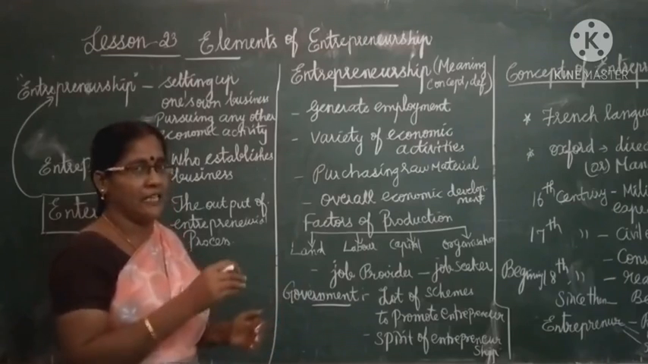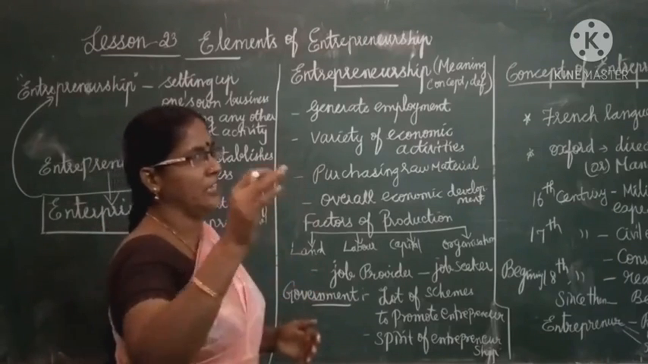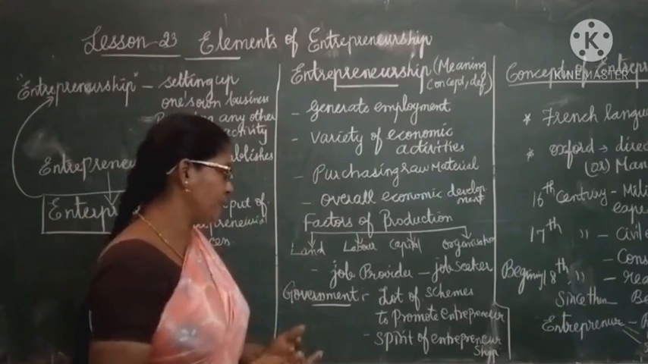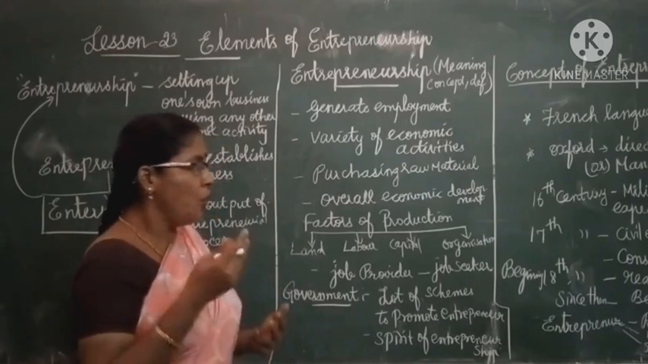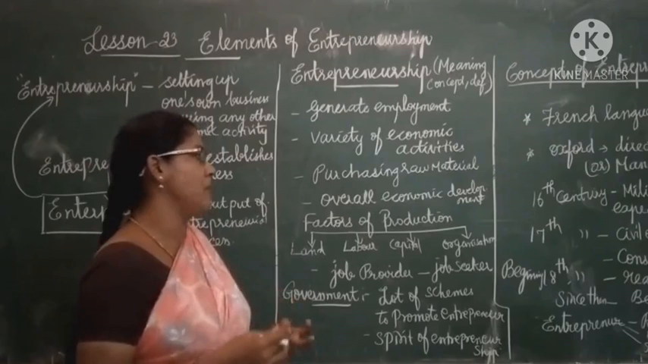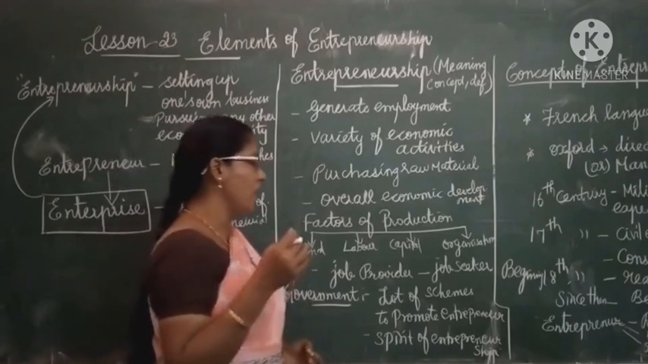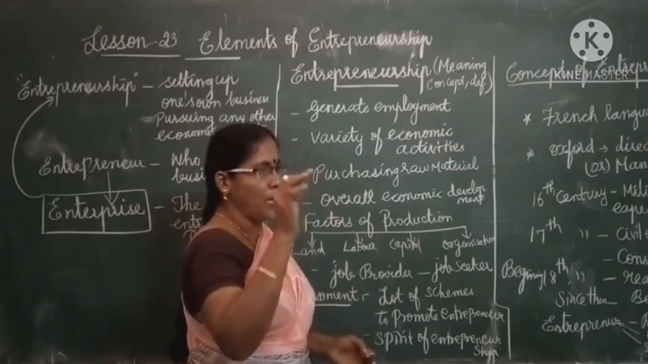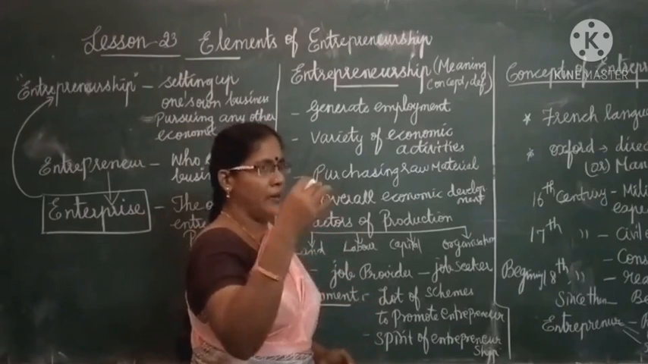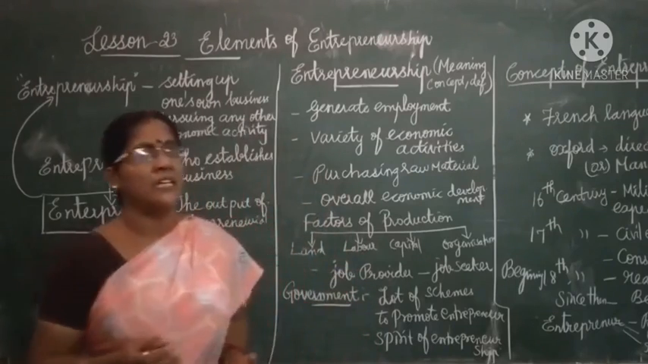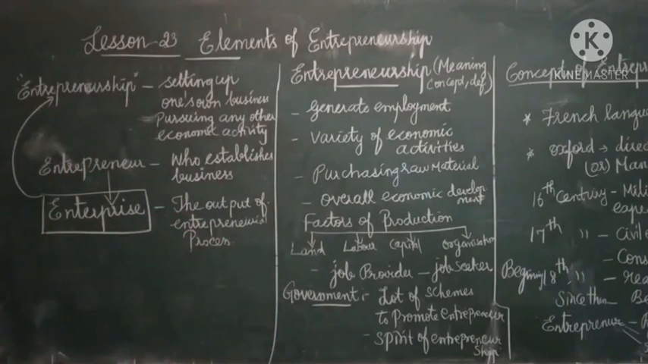activities? He is a job provider rather than a job seeker. He doesn't want to seek a job from others. He can provide jobs to others. For that entrepreneur, what are all the facilities and new schemes provided by the government? Lots of new schemes are provided by the government to promote the entrepreneur. The only thing needed is that the entrepreneur must have the spirit of entrepreneurship. He must have the thirst to bring the business. That is the only thing needed.